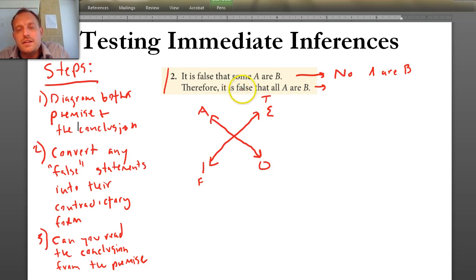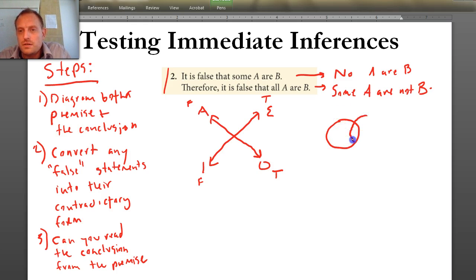Okay, and then let's take a look at this one. It is false that all A are B. If this is false, then the O must be true. Okay, so the O statement looks like this. Some A are not B. Okay, so now what we're going to do is create diagrams for each of these two statements. So let's start with the first.